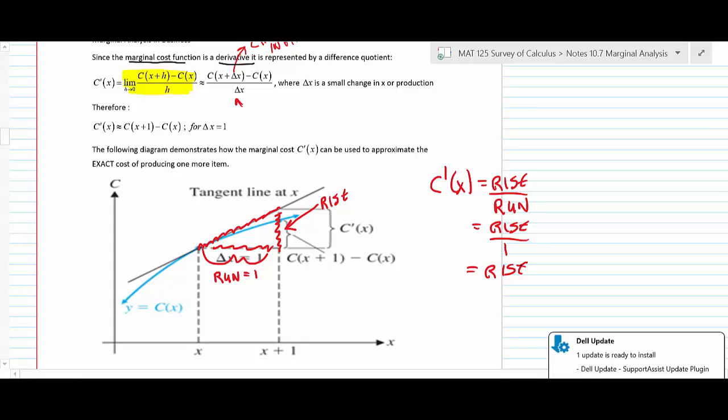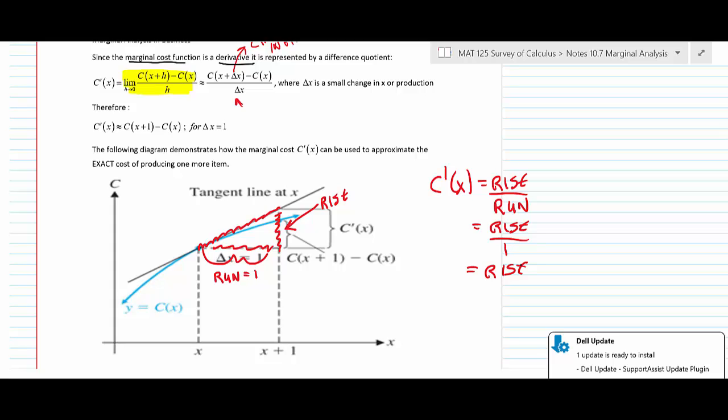If you look at this diagram, see this little bracket right there? That's telling you what the rise is. That is the value of C prime of X, the slope of that tangent line, and it's that little piece because the run's 1. Does that make any sense? And delta x is 1 because we're talking about production of one more unit.